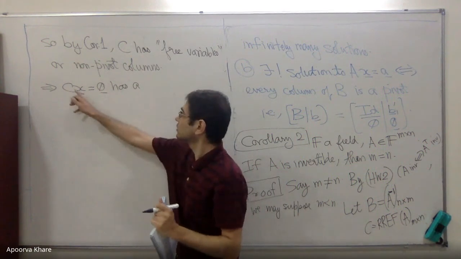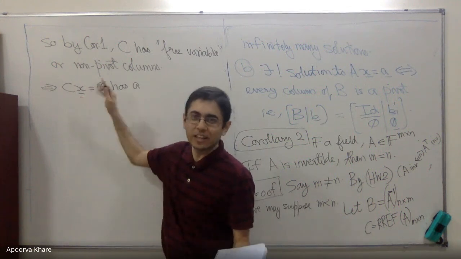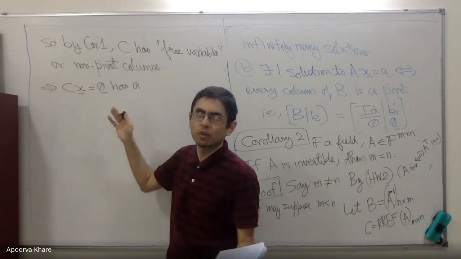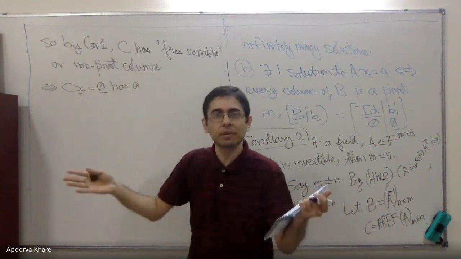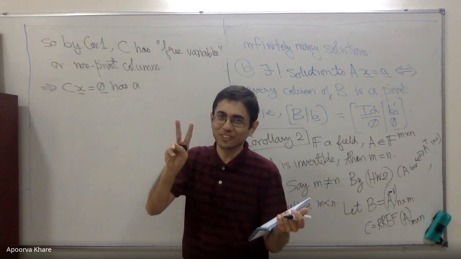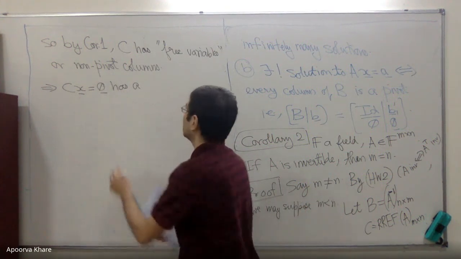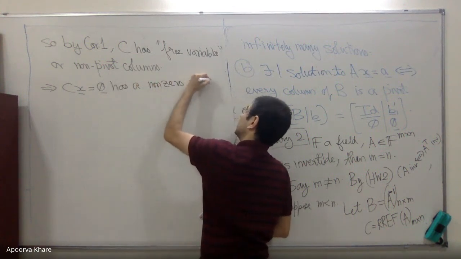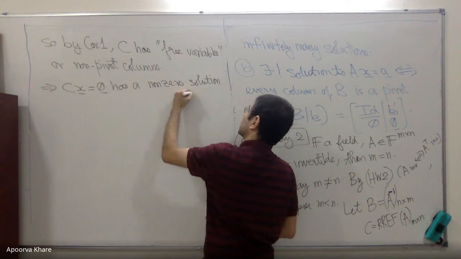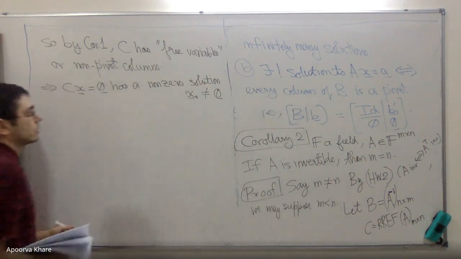So which vector satisfies CX equals 0? Clearly X equals 0 satisfies it. Anything times 0 is 0. But because there are non-pivot columns, there are infinitely many solutions, so there are at least 2 solutions, and one of them is the 0 solution. So there is at least a non-zero solution. Let's call it X naught, not equal to 0.